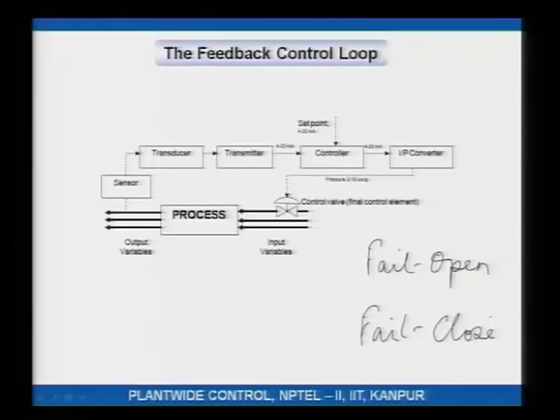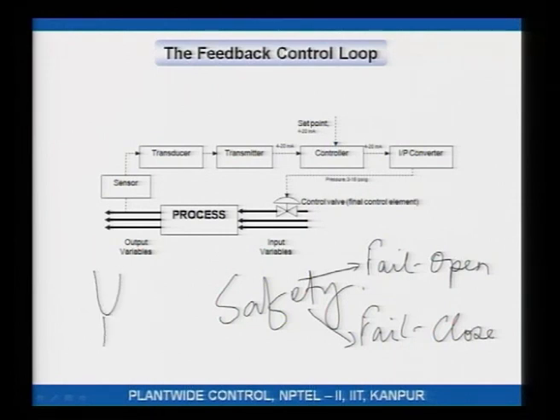Okay. Where do you use in process situations fail open and fail close valves? Well, this is determined by safety. And an example of that would be, for example, you got steam going into a reboiler in a distillation column. Okay. You would like this valve to be what? If the instrument air fails to this valve, what would you like? Should the steam flow become maximum, fully open, or should the steam flow go to zero?